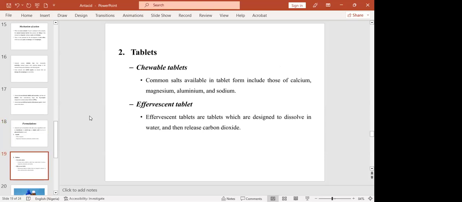So tablets, we have chewable tablets like Antacids, like Gelucy. Common salts that are available in tablet forms include those of calcium, magnesium, aluminum hydroxide. This just means these are the electrolytes that are commonly inside them. Then there are some tablets that are effervescent. You put them in water, it does shh, and you see gas coming up. It looks interesting, then it dissolves and you can drink it. So effervescent tablets are designed to dissolve in water and then release carbon dioxide. Carbon dioxide is that gas that comes out and makes that shh sound, okay?